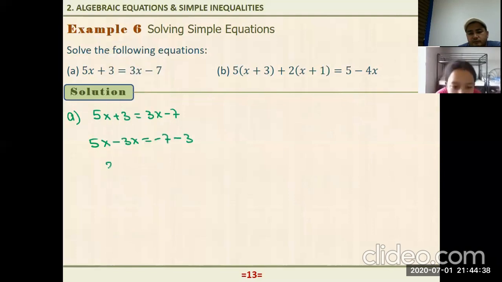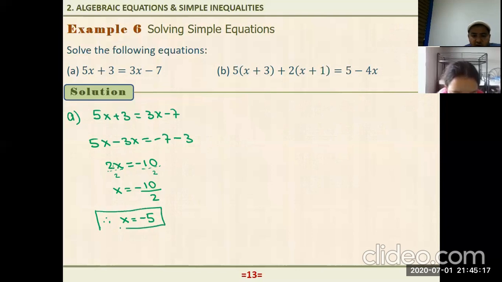That's 2x. Very good. Negative 3 minus 3, negative 10. Very good. Now, 2 times x equals negative 10 means if I multiply both sides by 1 over 2, we will have minus 10 over 2, because I'm just dividing both sides by 2, right? They cancel out each other. Let me simplify this. Negative 10 divided by 2 is negative 5.